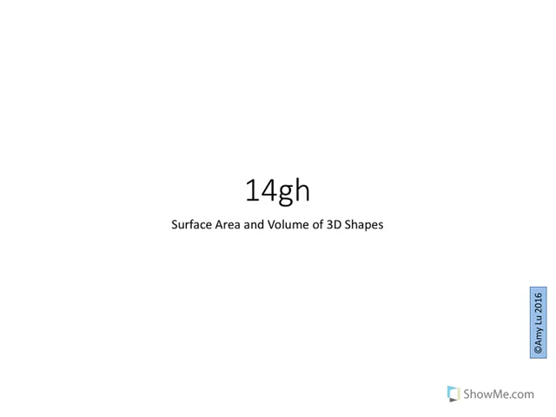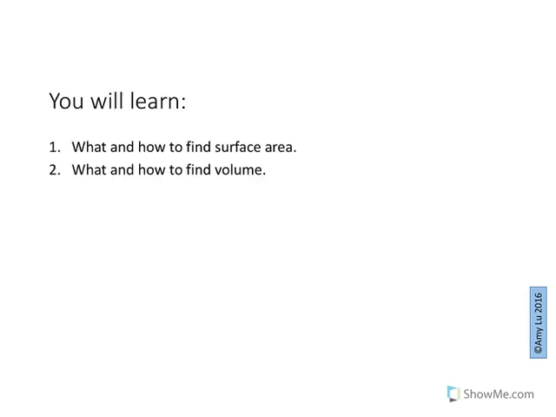This is chapter 14, G and H, about surface area and volume of 3D shapes. In this chapter, we'll talk about the concepts of surface area and volume.